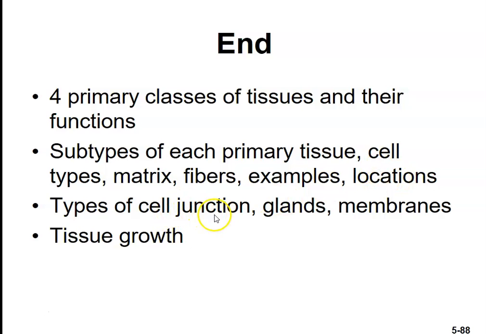We also mentioned the cell junctions, glands, and membranes, so make sure you know the different types of those structures. Then we mentioned tissue growth, death, regeneration, and briefly repair.